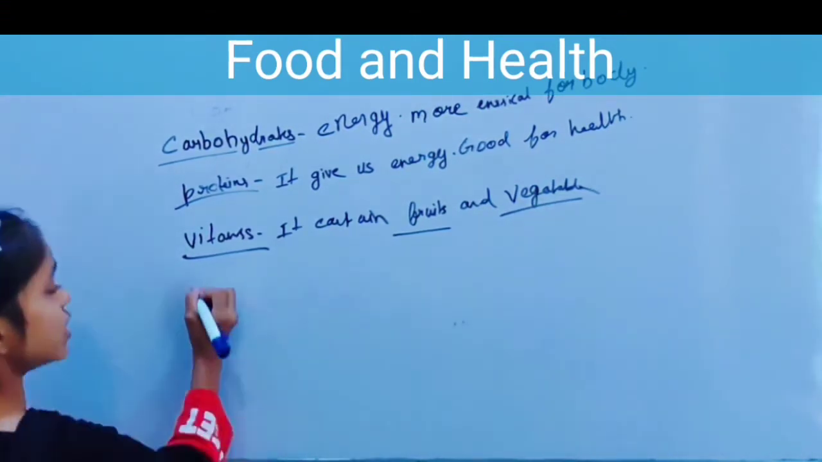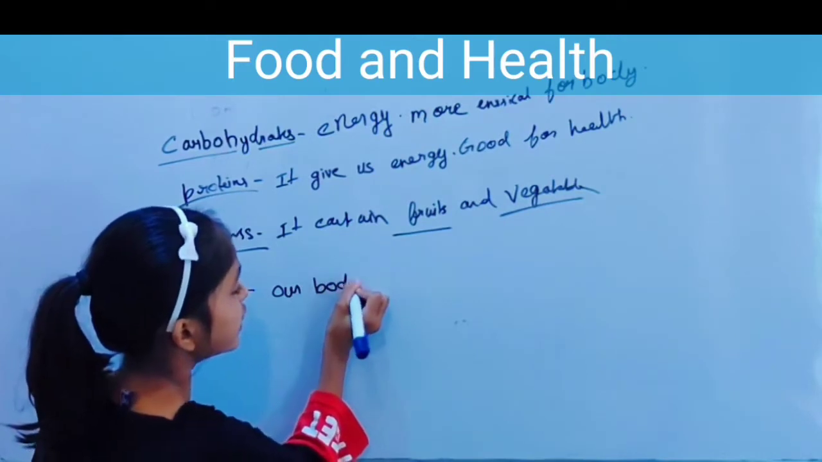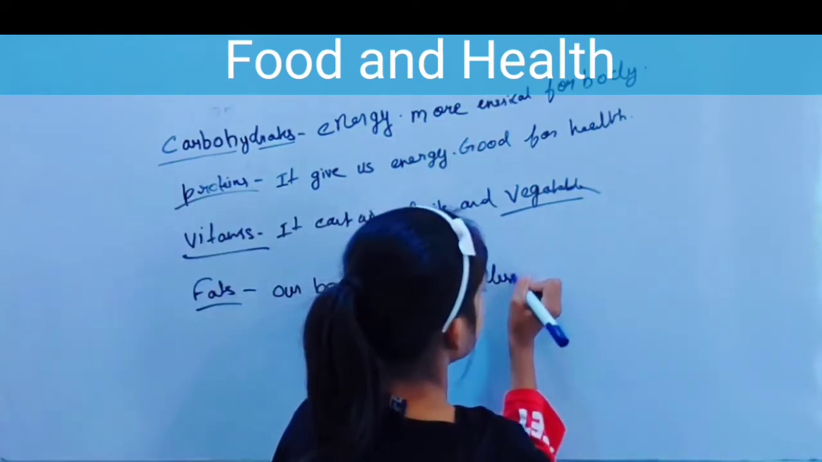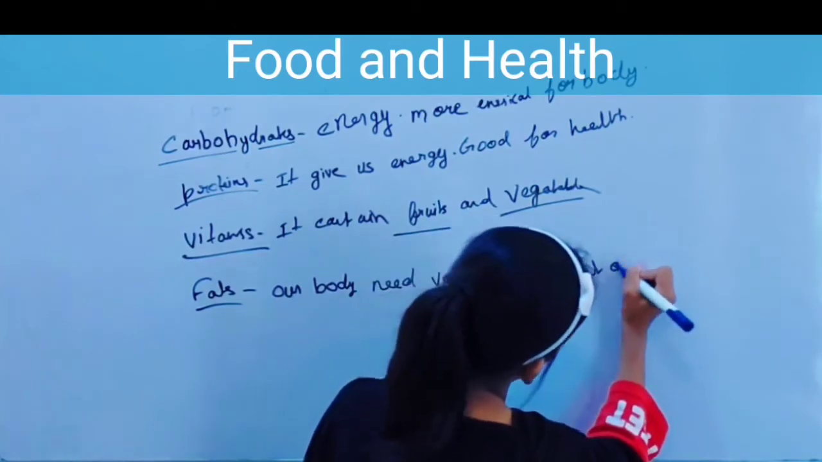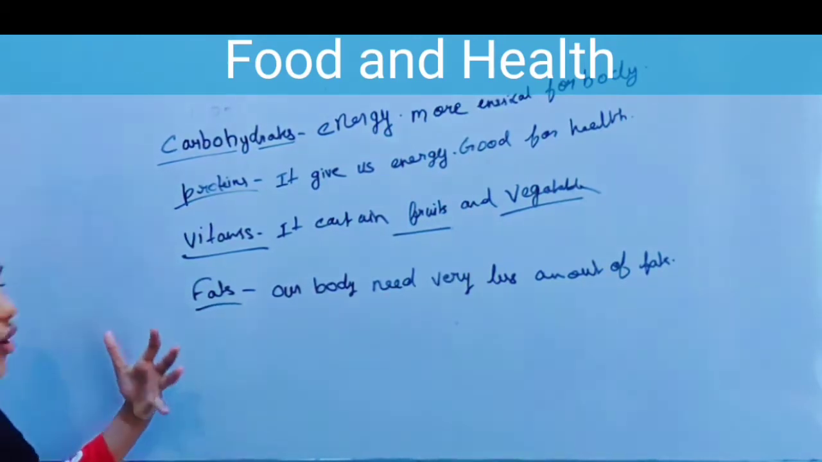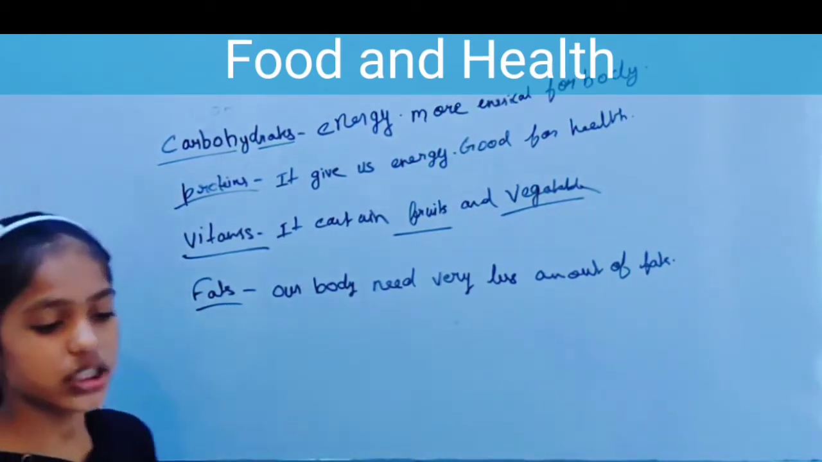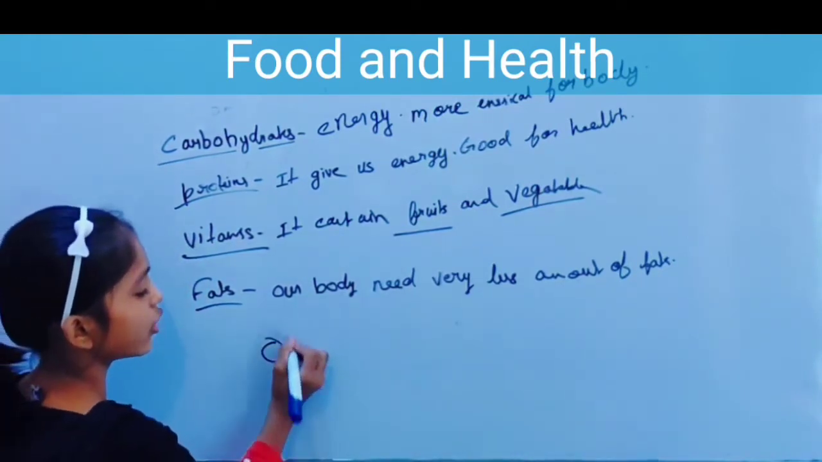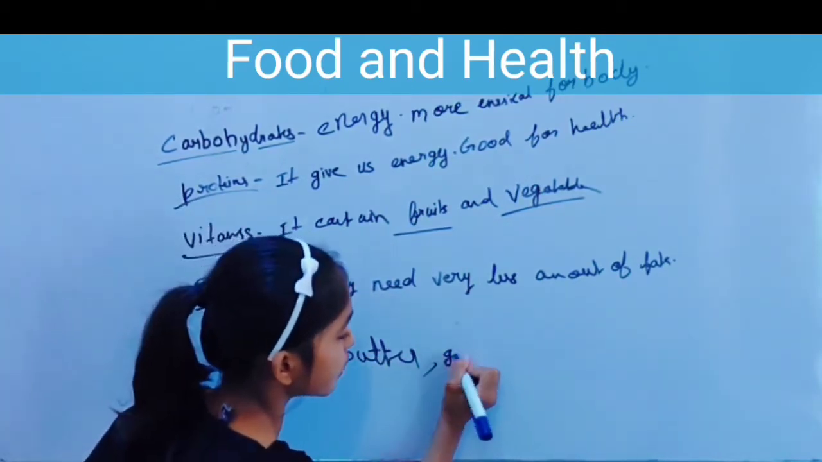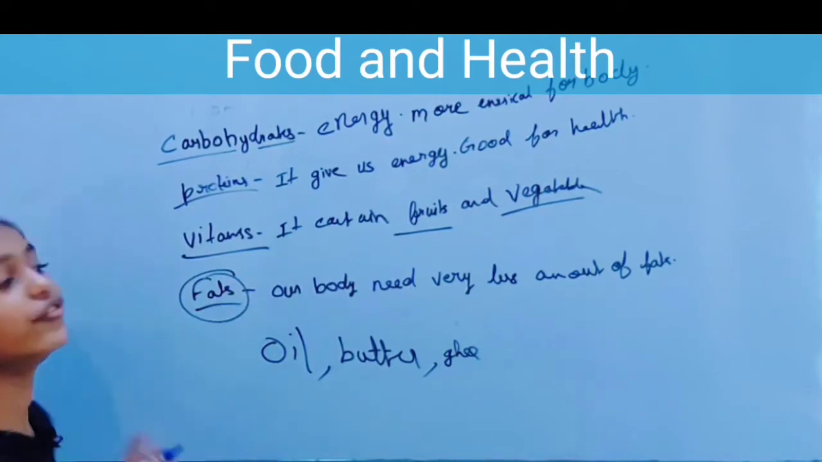Now after that, fats. Our body needs very less amount of fat. Because if our body gets fat, we will not be able to do proper work. And fat is needed in very less quantities because it makes us fat, and oily things like oil, butter, ghee do not make our body healthy and fit. That's why fat is required in very less amount.